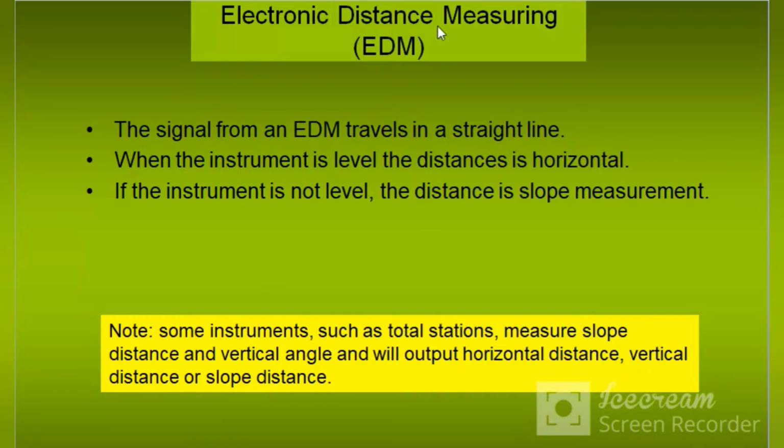इसका जो नेक्स्ट है वो है इलेक्ट्रॉनिक डिस्टेंस मेजरिंग, EDM. The signal from EDM travels in a straight line. When the instrument is level, the distance is horizontal. If the instrument is not level, the distance is slope measurement. इसके लिए नोट कर लें, some instruments such as total station measure slope distance and vertical angle and will output horizontal distance, vertical distance or slope distance.